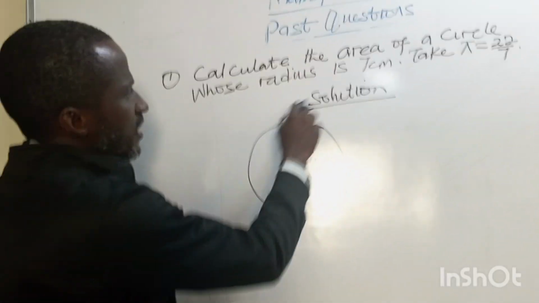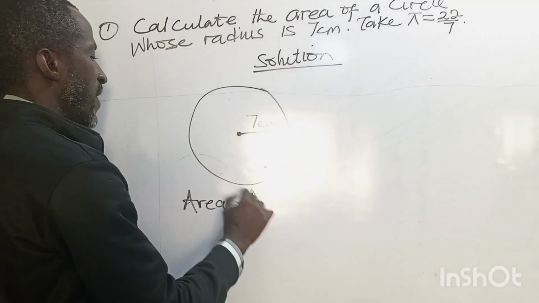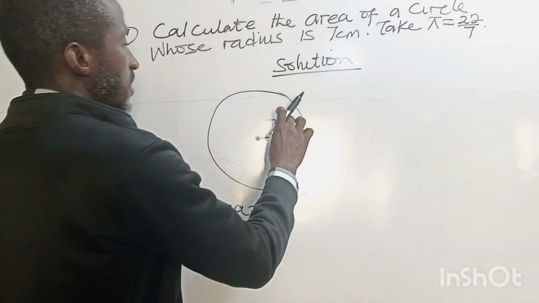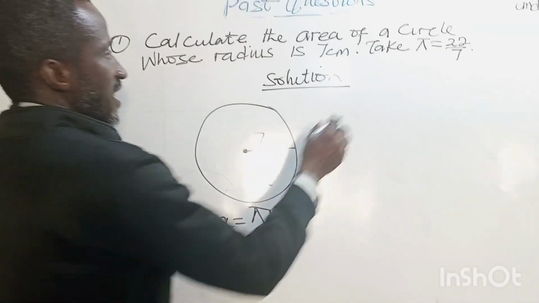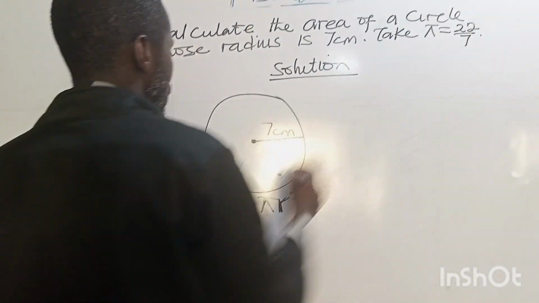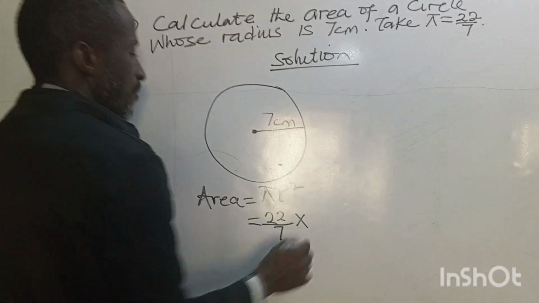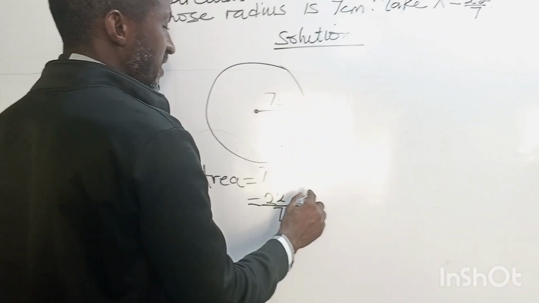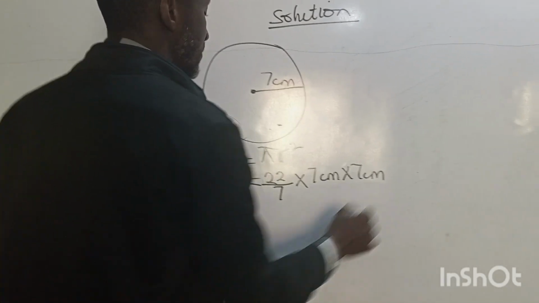The formula to calculate the area of a circle is pi r squared. So they have given us the radius, which is 7 cm. Then they said we should use 22/7 for pi. So we have 22/7 multiplied by this 7, which appears twice. 7 cm multiplied by 7 cm.